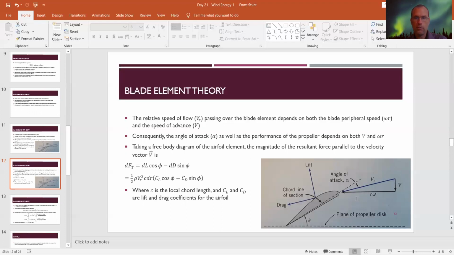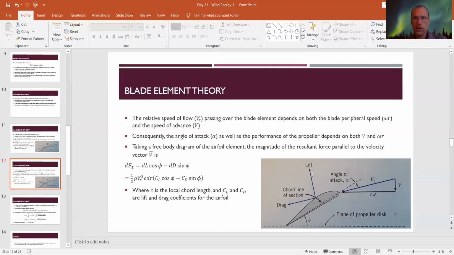To look at a free body diagram of this airfoil element and look at the forces on it, so I have a lift force and a drag force. I want this parallel to the velocity vector v, so basically parallel to my incoming flow stream v. So now I'm looking at in this direction, basically standard xy coordinates, the y direction essentially, straight up and down the screen.